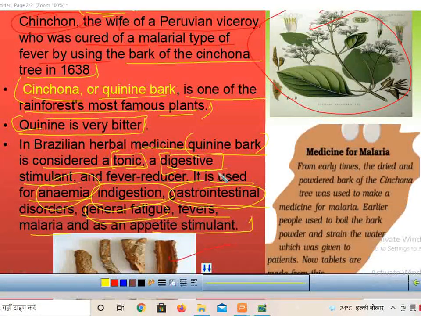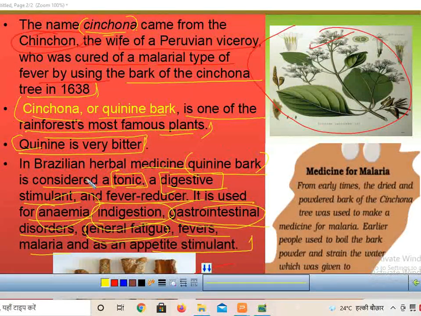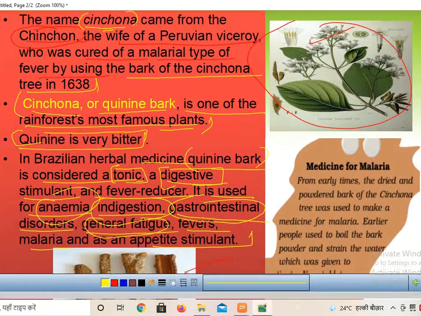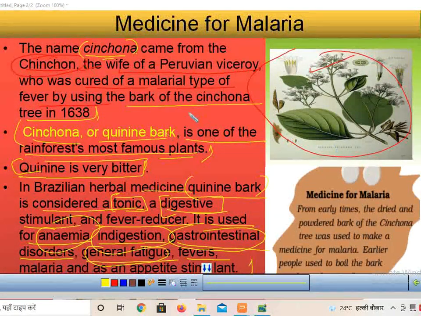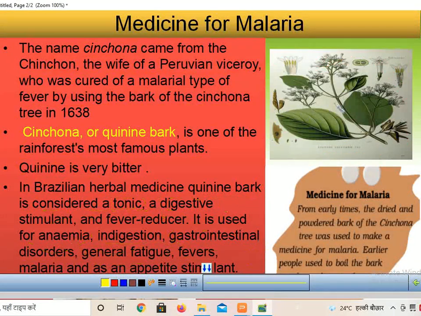So in this way, these are the many uses of this cinchona, this herbal medicine, and its barks are used. They make a powder of it, and it is used for malaria also. Okay, so this is the short information given here about the cinchona plant, and it is also present in your textbook. Okay, now see.